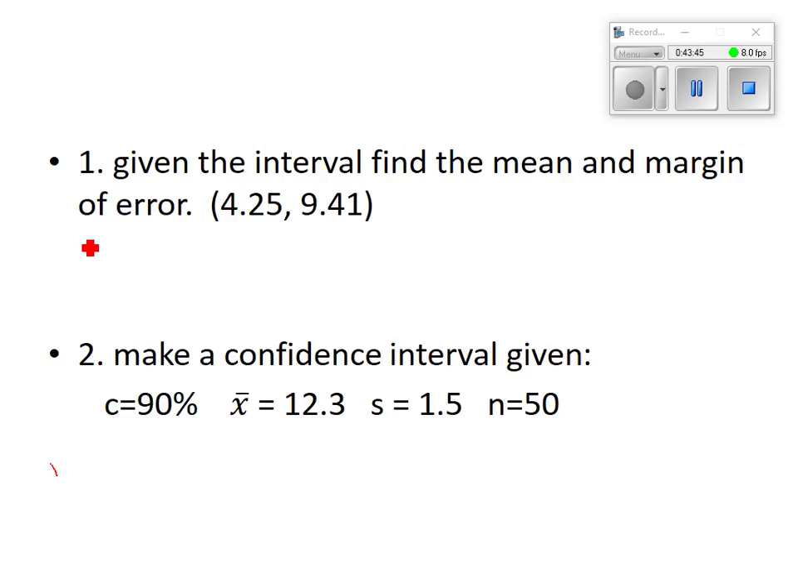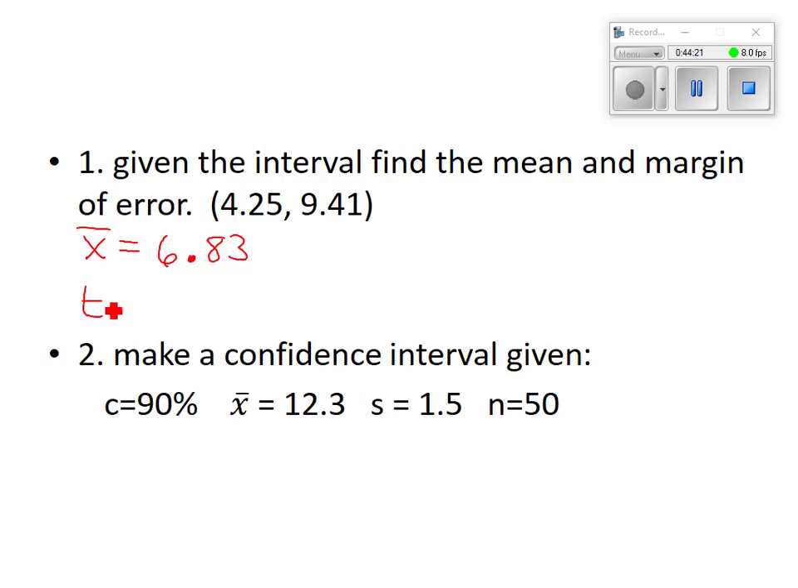Number one, we just went over a bunch of stuff. If you were paying attention, should you have done all right on this quiz? Yes. On the first one, we want to find the mean. How do we find the mean using these two numbers? Add them up, divide by two. What'd you come up with? 6.83.